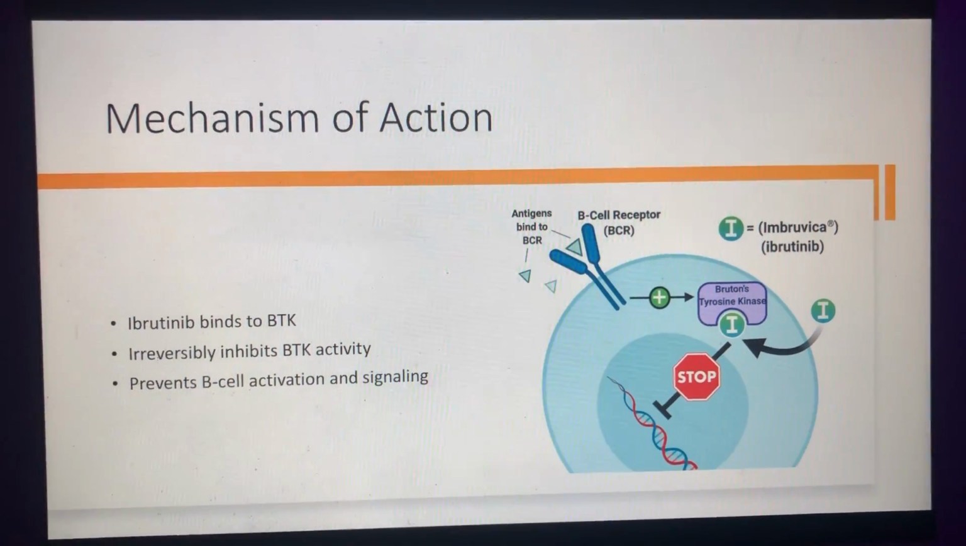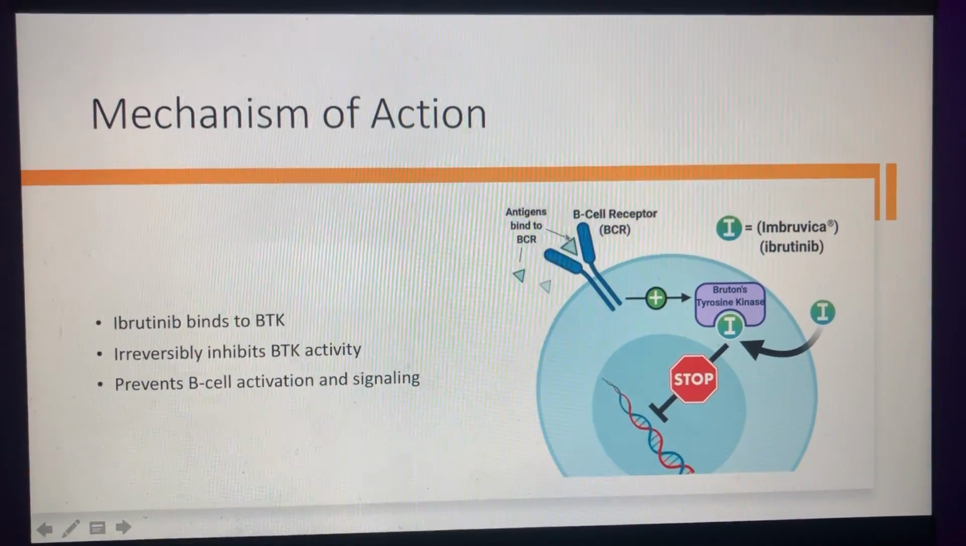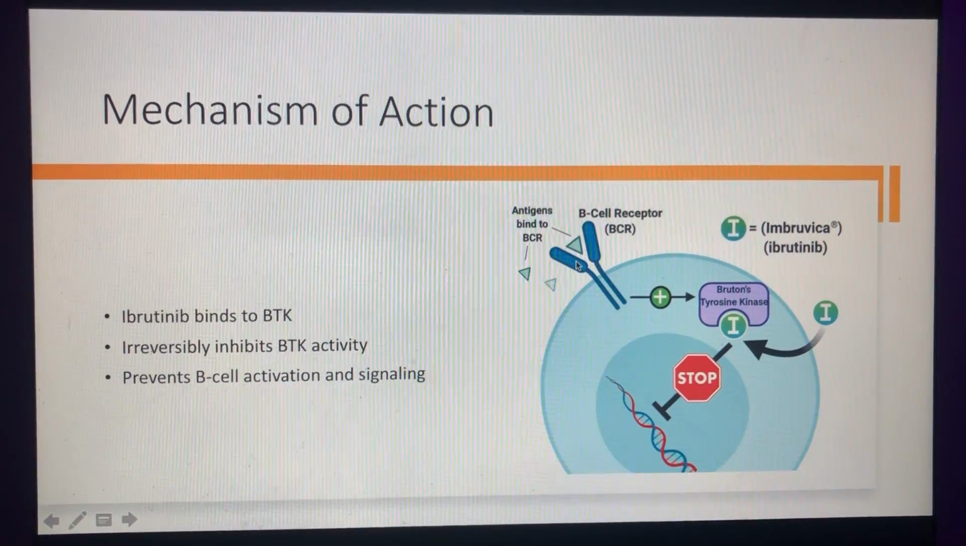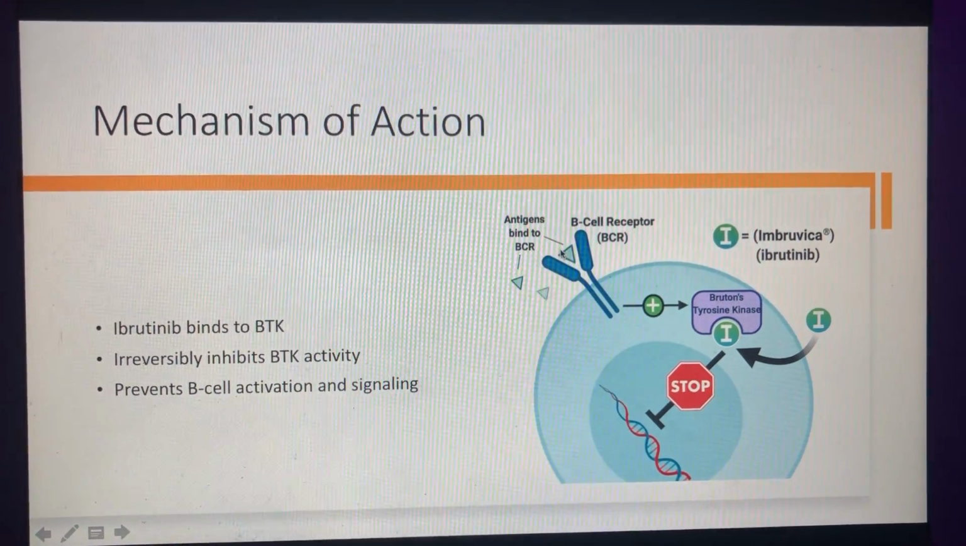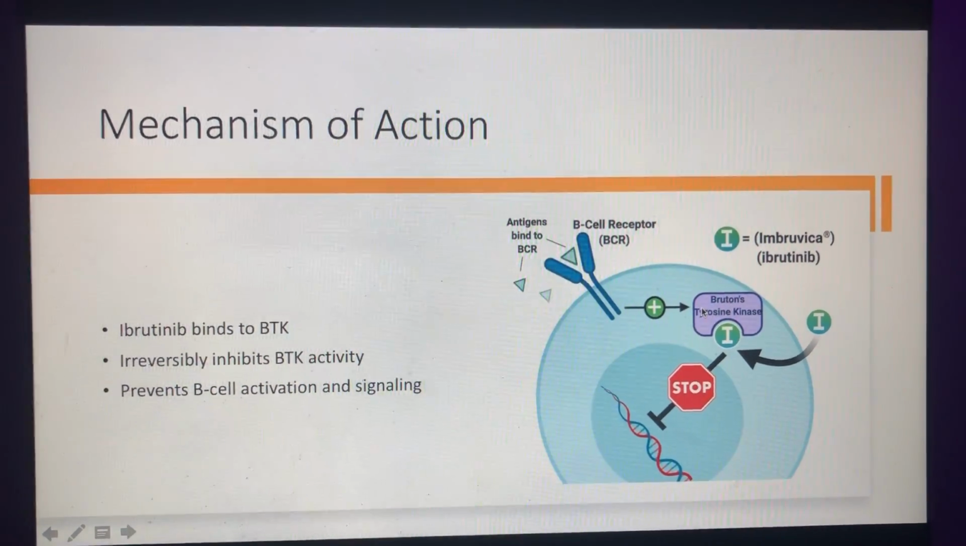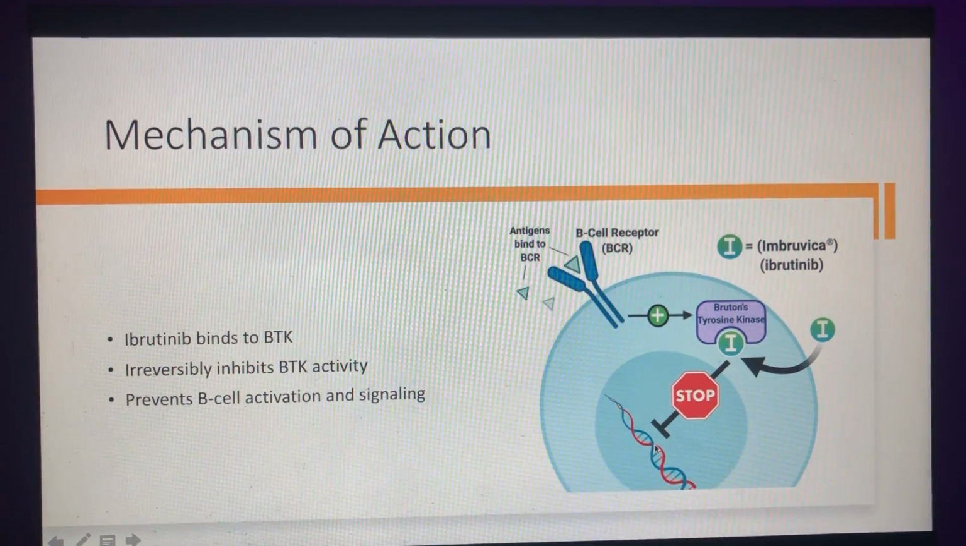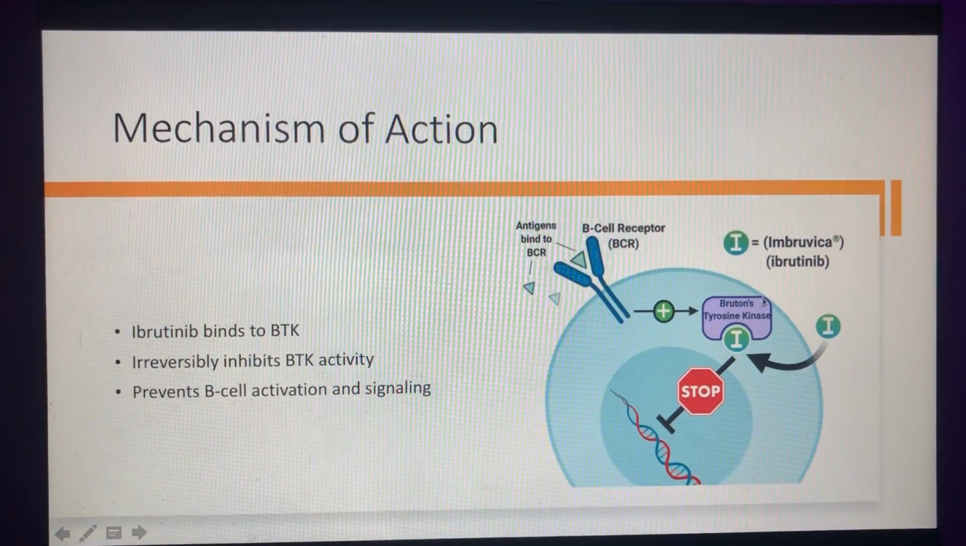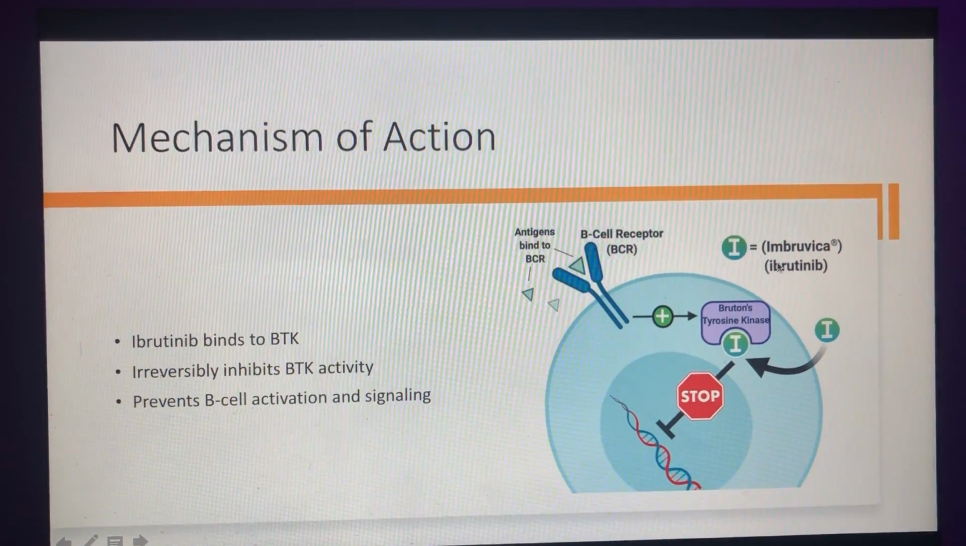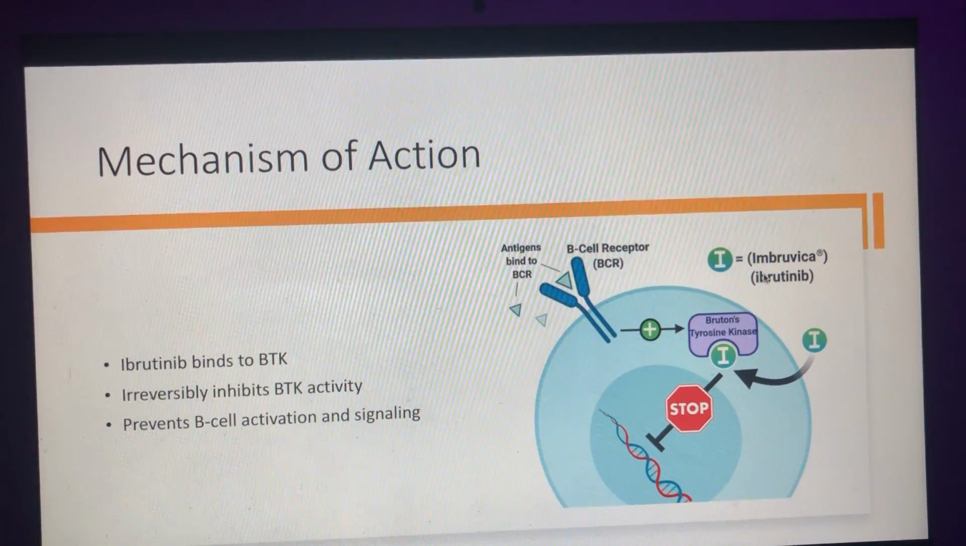So here we're going to look at the mechanism of action. You can see the BCR sticking over the B-cell here in the shape of a Y. This is where the signal would start, and it would go through to the BTK and then into our nucleus. But here, when the drug is added, it irreversibly inhibits the activity of the enzyme.